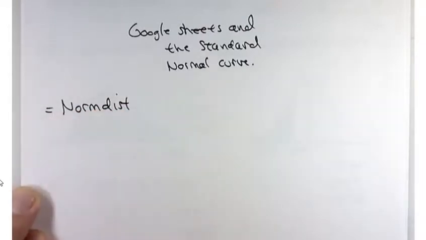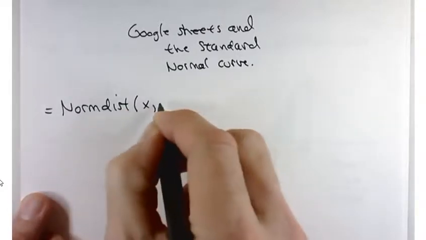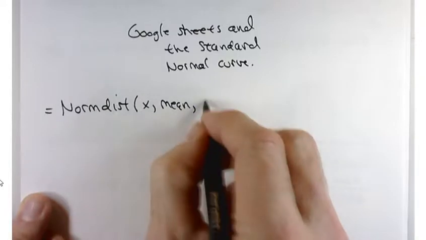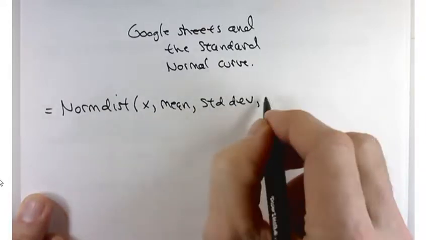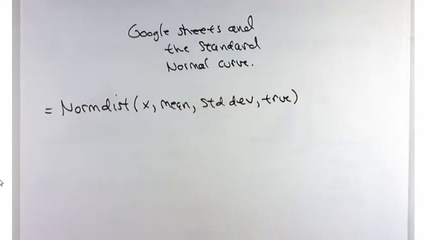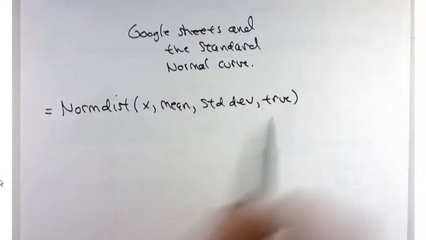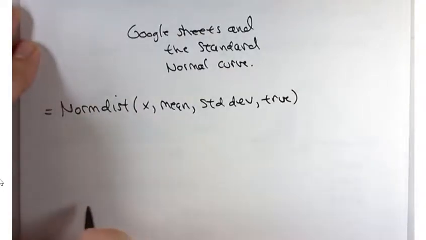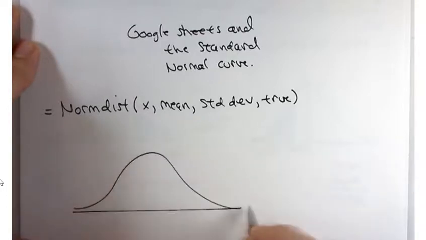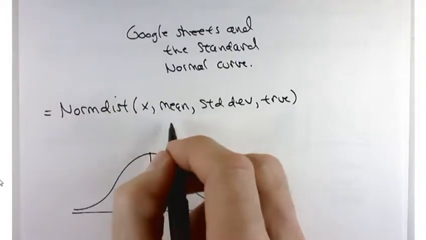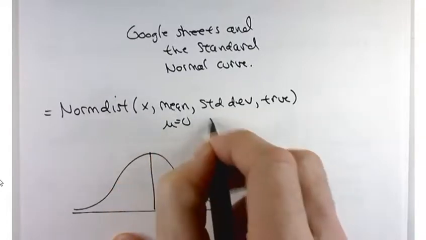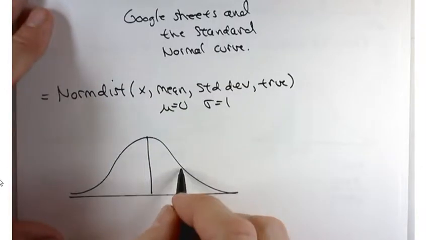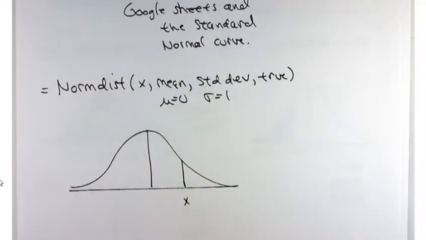NORM.DIST, you might see a little pattern here, of x, and then the mean, and then the standard deviation. And then this next part set to true. That gives it what's called the cumulative density, as opposed to just the probability density. You're going to want the cumulative density. So this is going to be the area underneath the normal curve to the left of x, the standard normal curve. It's a standard normal curve assuming you set mu equal to 0 and standard deviation equal to 1. So what you'll get is this value, the area to the left of x.